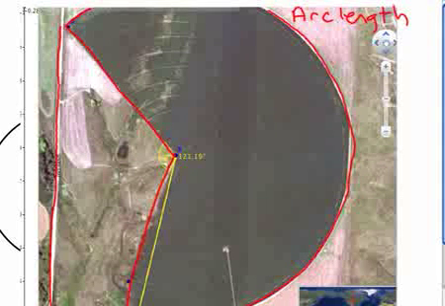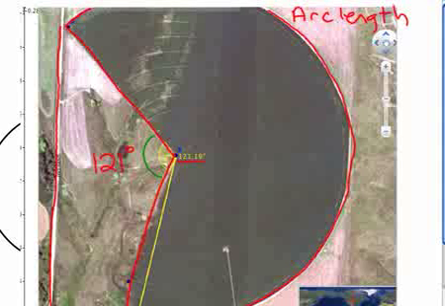I'll connect B and A, and the angle between them, that angle there, is 121 degrees. We'll just approximate it. It's 121 degrees, close enough for us. I'm sure I'm off a degree here and there anyway.